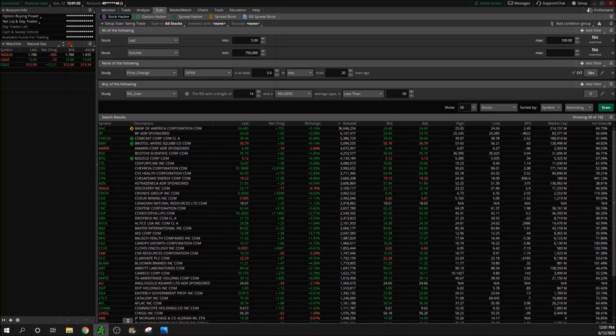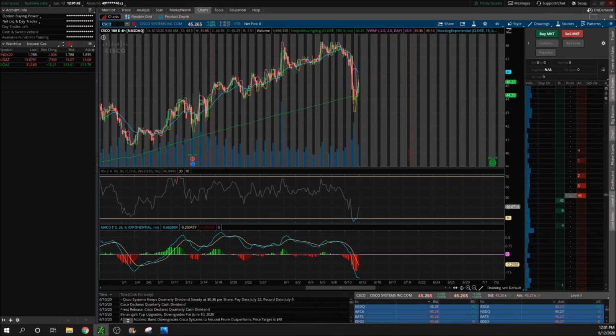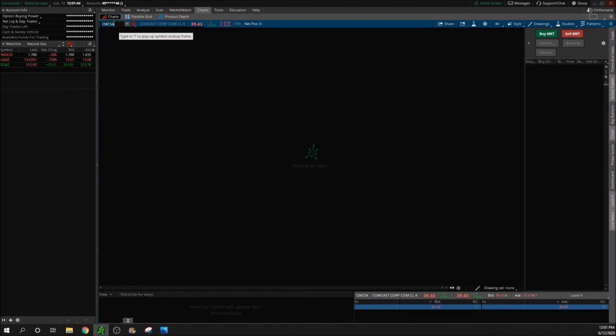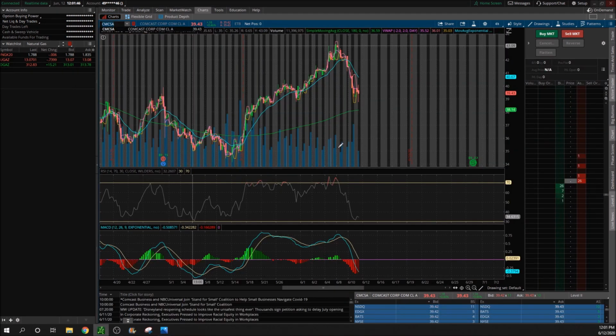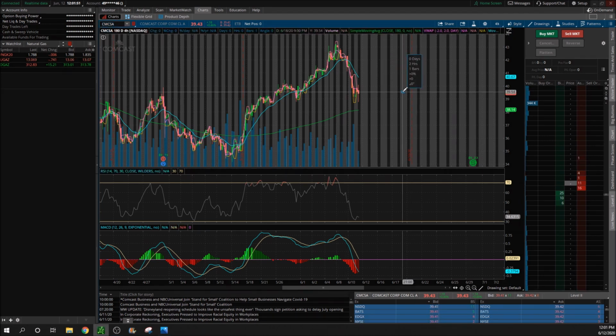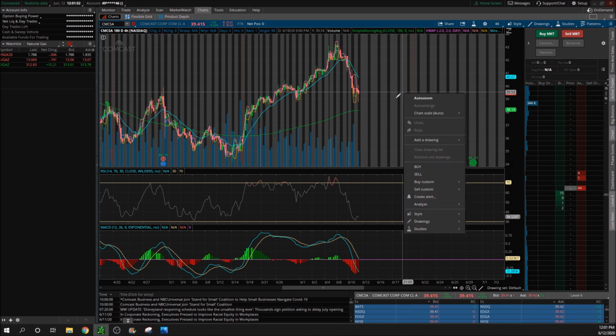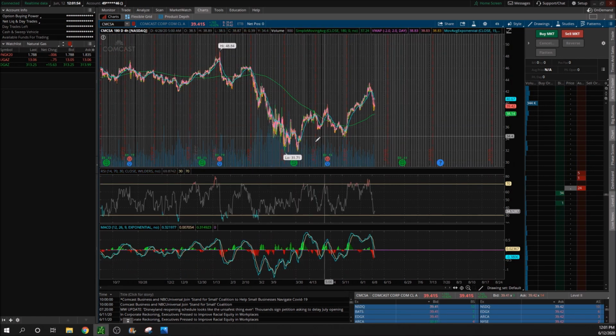All right, so let's go back to the scan again. And we'll do one more here. So we have Comcast, CMCSA. So we'll go back to our charts and do CMCSA. All right, so here we have Comcast. And again, I'm still on the 180-day chart. I'm still a little zoomed in, so let's zoom out. All right. So again, we could see our SMA line is going up.